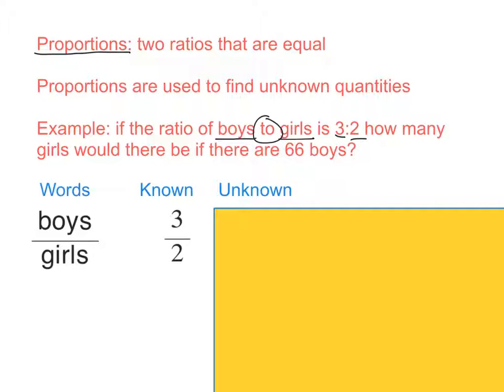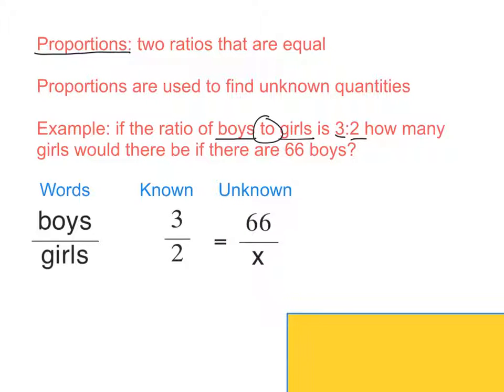Okay? Now our unknown ratio, so this ratio right here, let me just point this out for a second. This ratio right here, 3 to 2, comes from the problem. It's known. It's the ratio they give us. Now our unknown ratio here is from the question. So there's going to be something that I know here because they're asking, for example, 66 boys, that's part of the question. But I don't know the other part of the ratio.